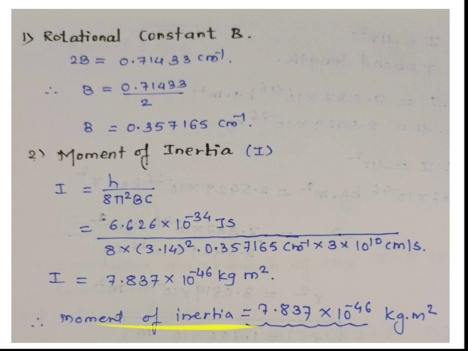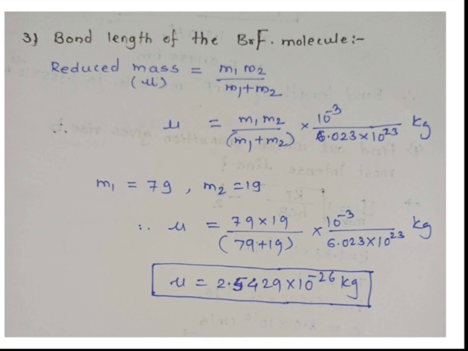So this is the moment of inertia value which we got for the BrF molecule. Now we will calculate the bond length of the BrF molecule. The bond length can be calculated, but before that we have to calculate the reduced mass, because our equation of the moment of inertia is I is equal to mu r square. We know the value of I, but we don't know the value of mu, that is reduced mass. So we need to calculate the reduced mass first.